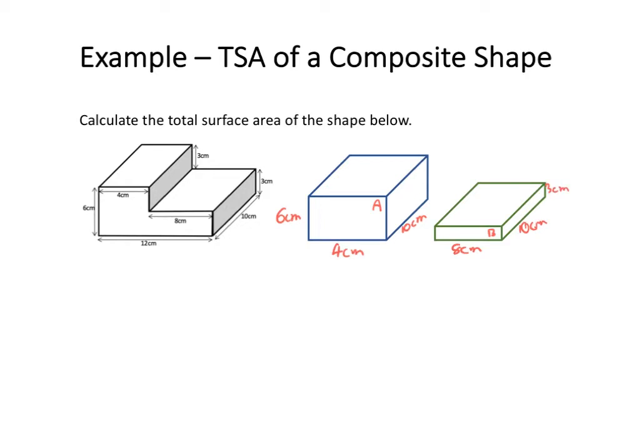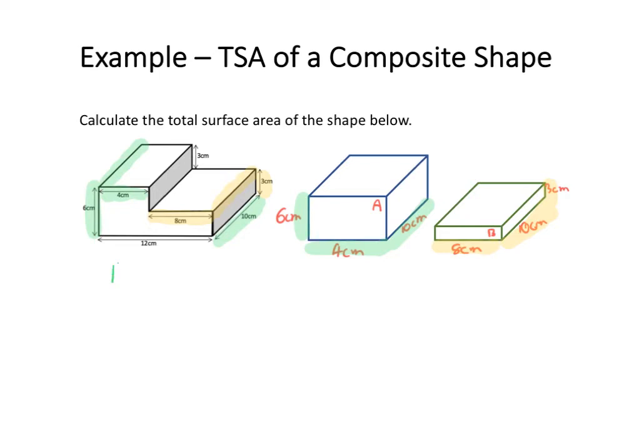Those measurements come from the diagram provided to us in the question. So 4 centimeters matches up to across there, 6 centimeters up there, and then the width is going to be 10, and it's the same for both. And then the second one is 8 by 10 and 3 centimeters high. So now the next step is to calculate the total surface area of each of those individual rectangular prisms.